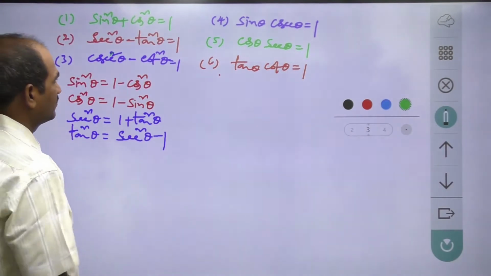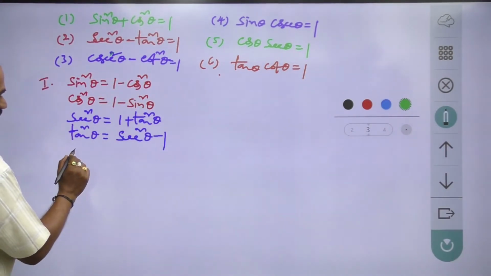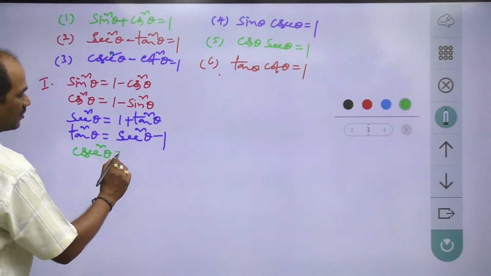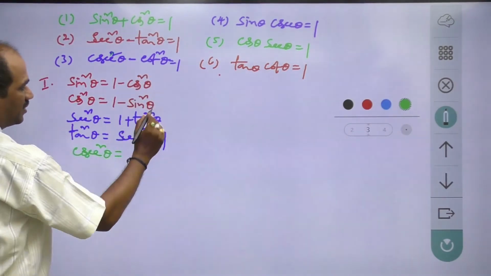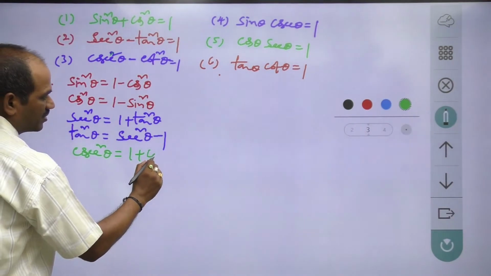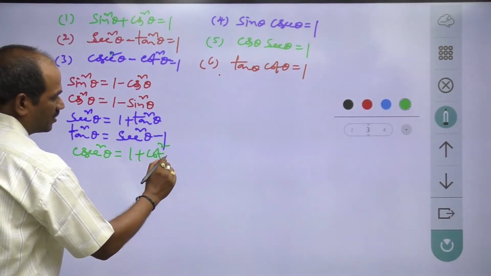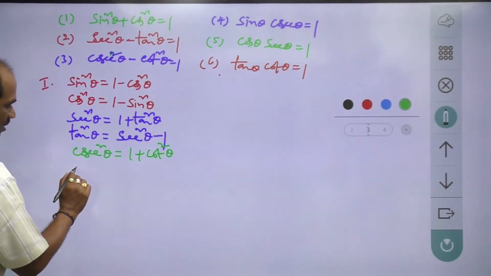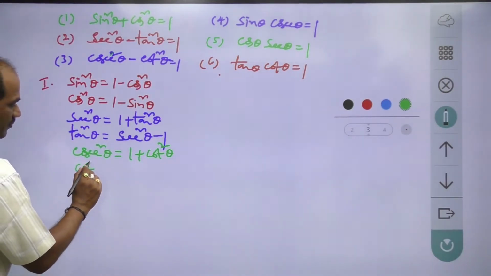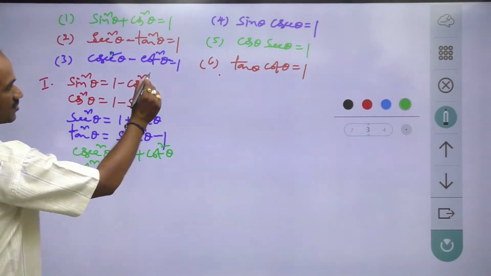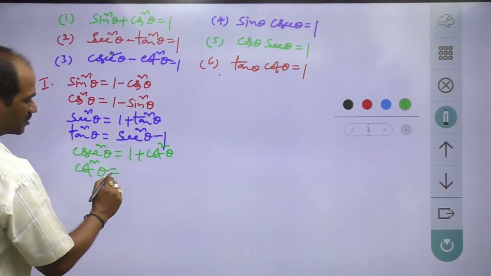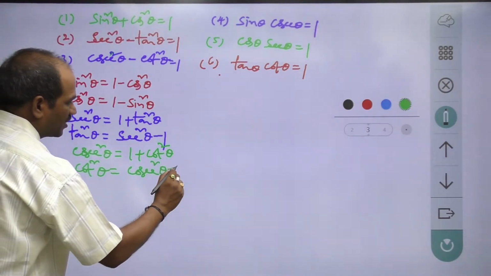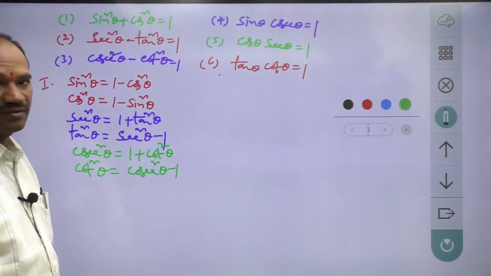Next, cosecant square theta is equal to 1 plus cot square theta. Next, cot square theta is equal to cosecant square theta minus 1.